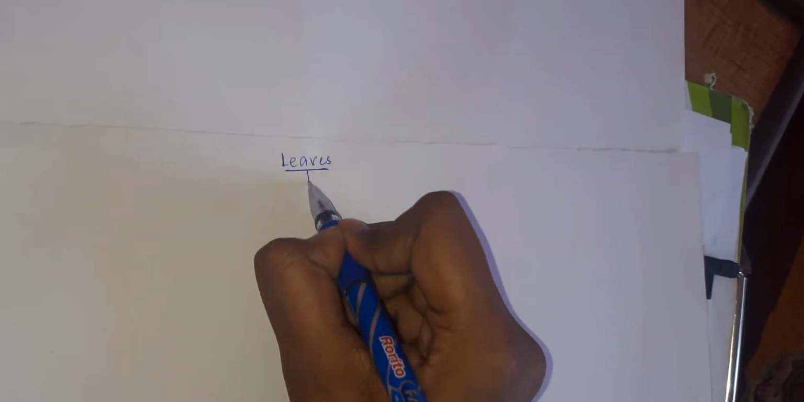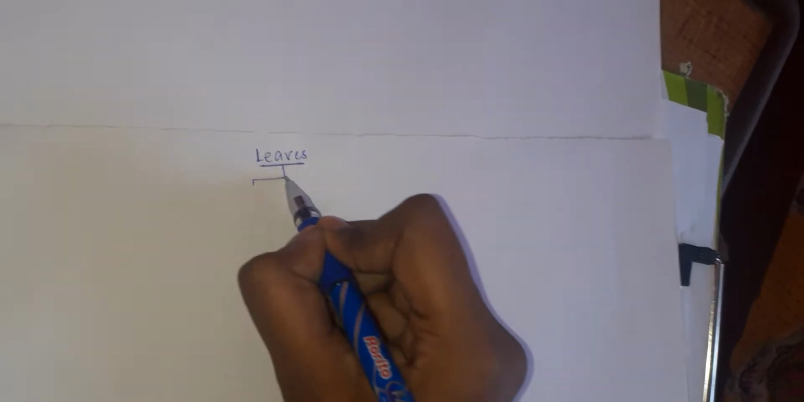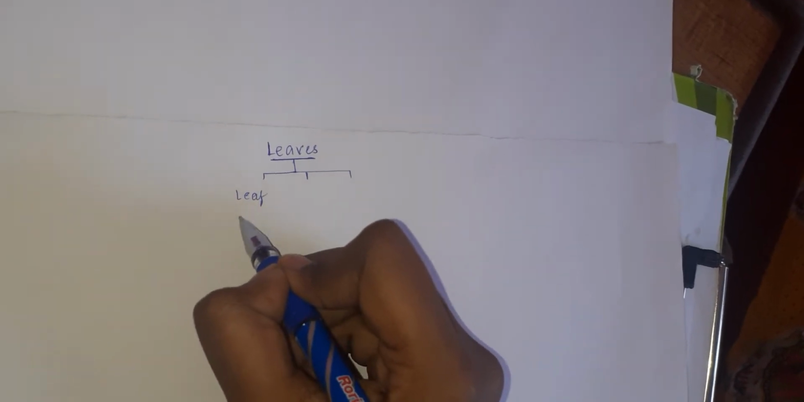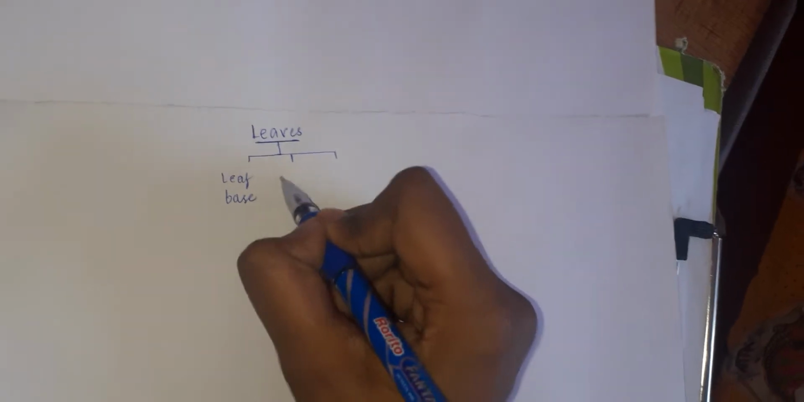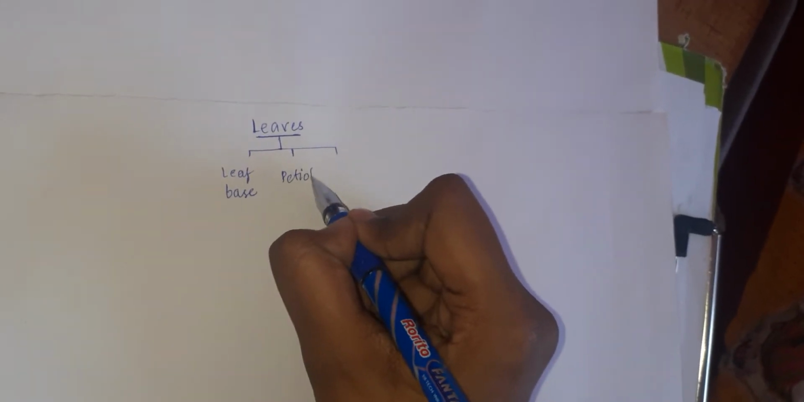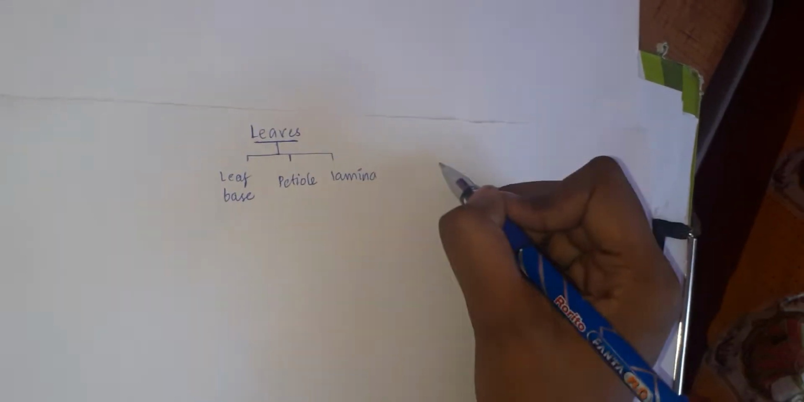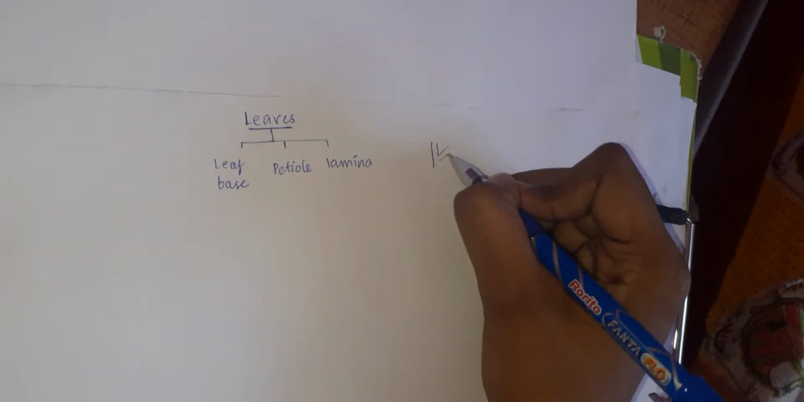Today I'm going to show you the easiest way to learn leaves in NCERT. The first flowchart is just a flowchart. If you remember this, you're going to get it, okay? So leaves. First you have different types. What are the parts of a leaf? You have leaf base, petiole, lamina. For your visual understanding, you just draw it like this.